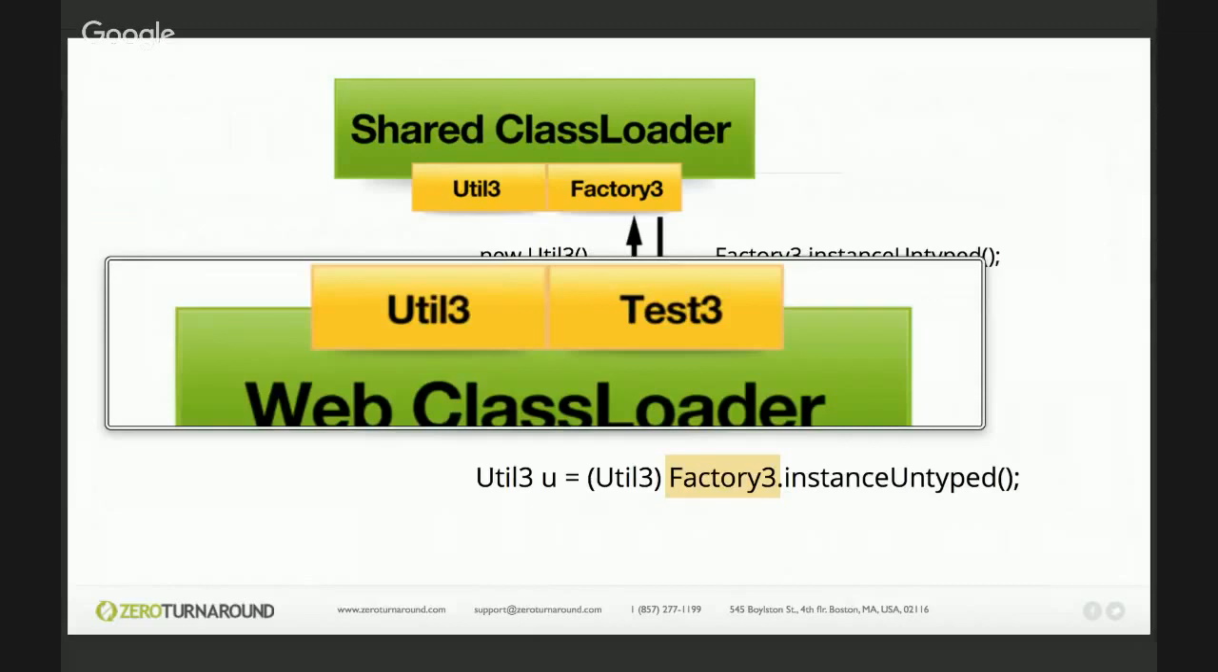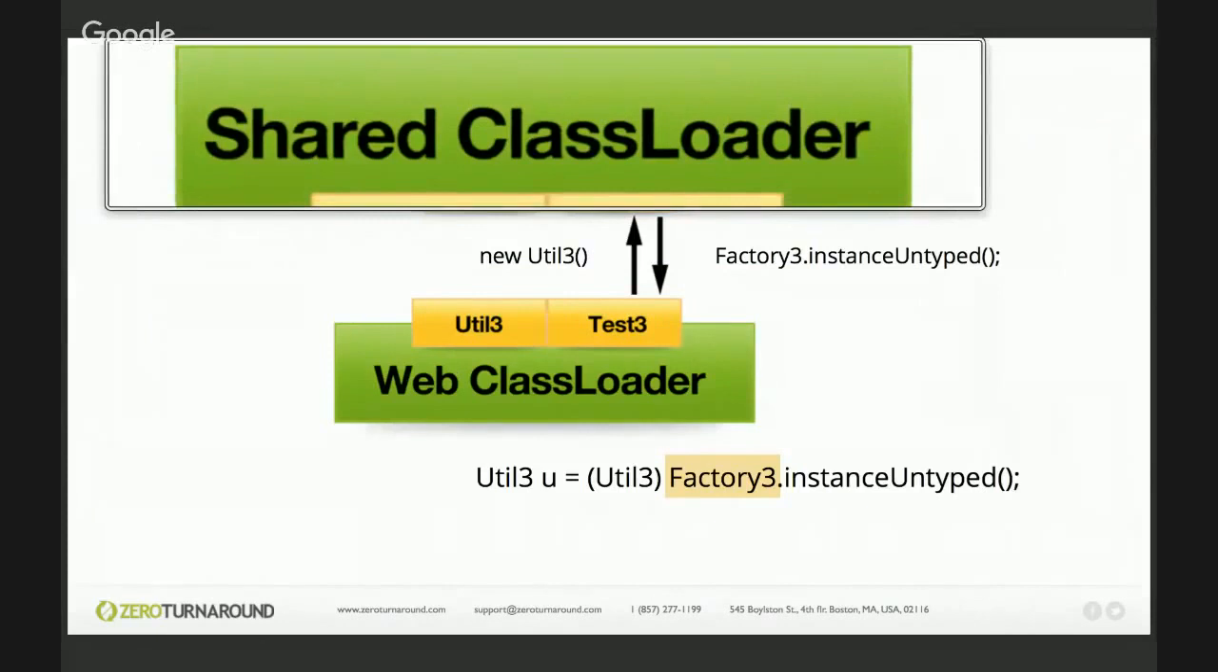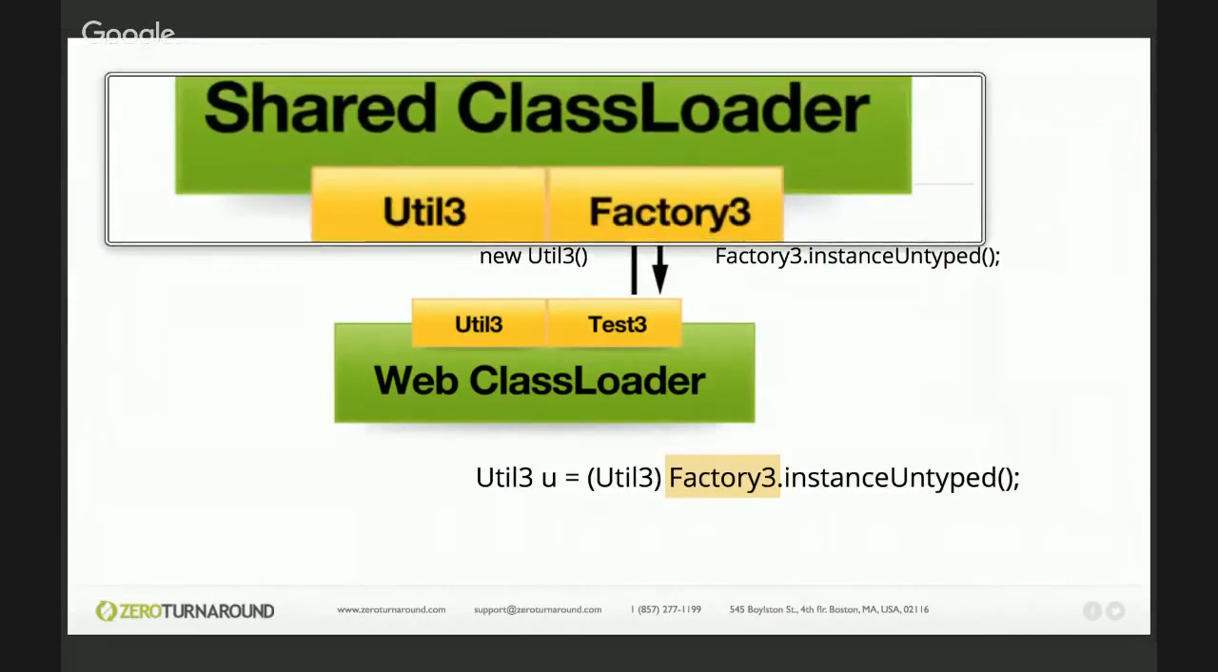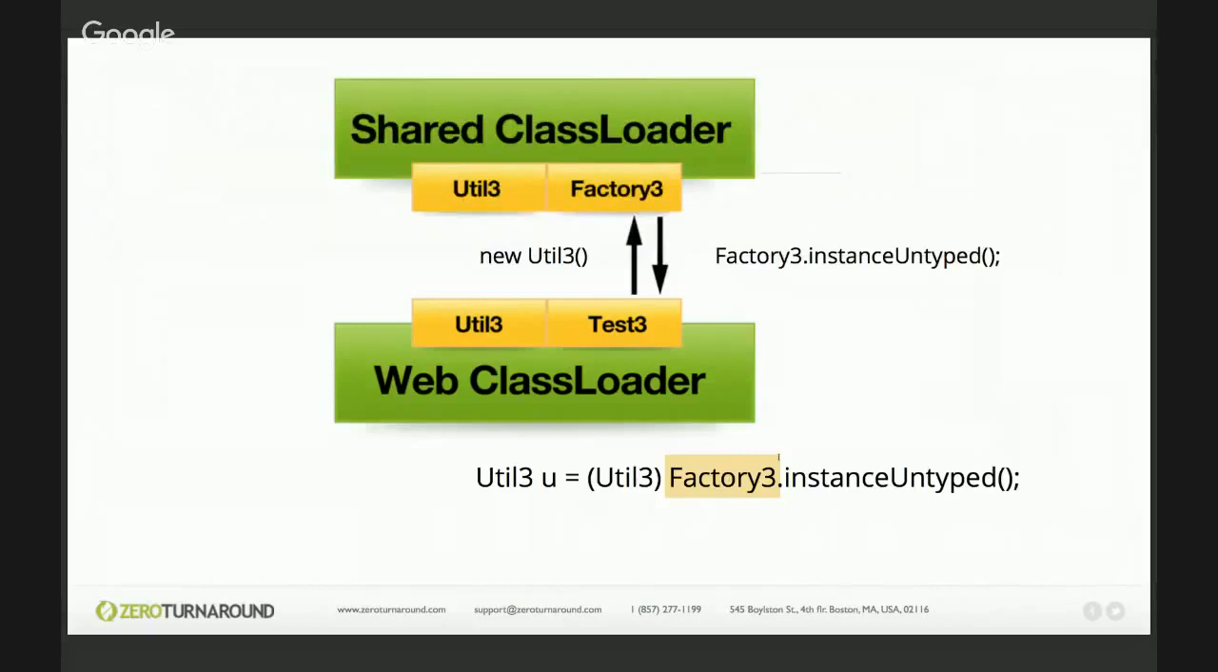Only then will it propagate up to the next class loader. That happens to be the shared class loader. The shared class loader does a lookup on its class path trying to find factory3. We have got factory3 here, as you can see on the class path. This is essentially in a jar in our shared directory on Tomcat. So we load an instance of factory3 there. Now we have our instance of factory3.